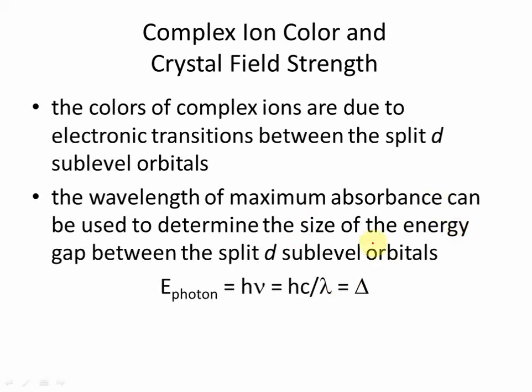And remember from Chem 1A, that's also equal to hc over lambda, where c is the speed of light, h is Planck's constant, and lambda is the wavelength. So this delta represents the separation in energy between the orbitals. Since we're mainly going to be looking at octahedral complexes, usually we'll say delta octahedral.